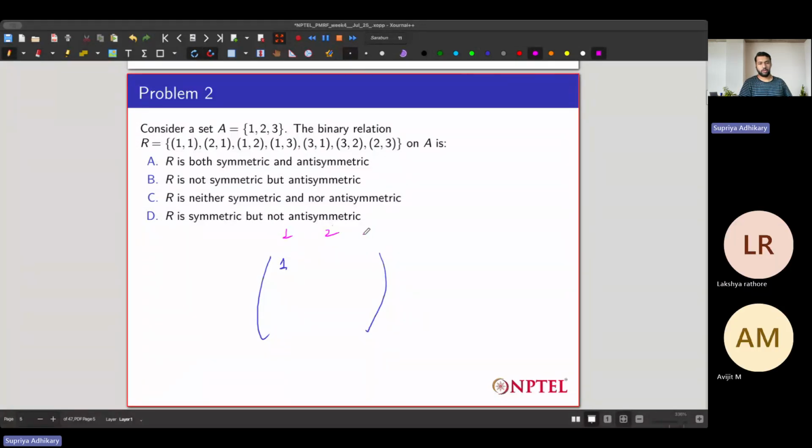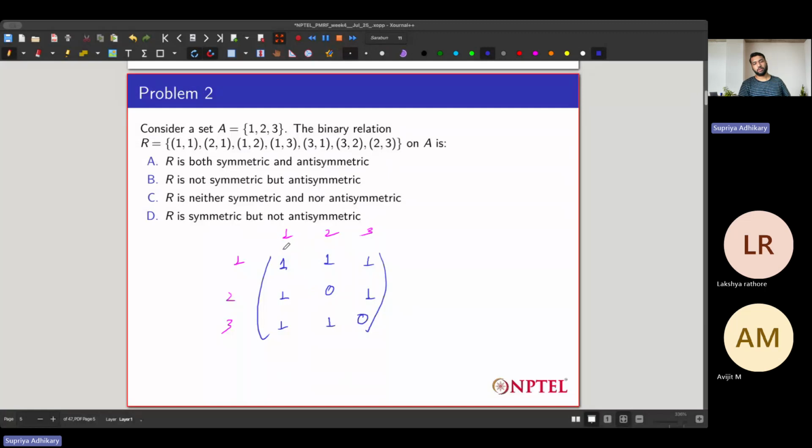So corresponding to 1, 2, and 3. This is corresponding to 1, 2, 3. So (1,1) is there, (2,1) is there, (1,2) is there, (1,3) is also there, (3,1), (3,2), and (2,3). Rest are 0. So this is the matrix corresponding to the relation.